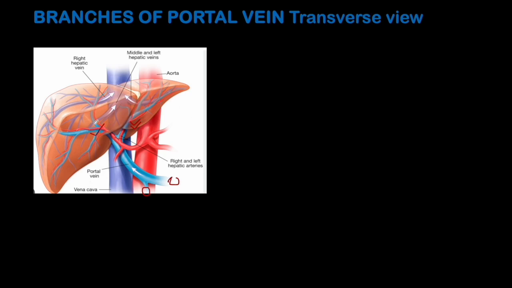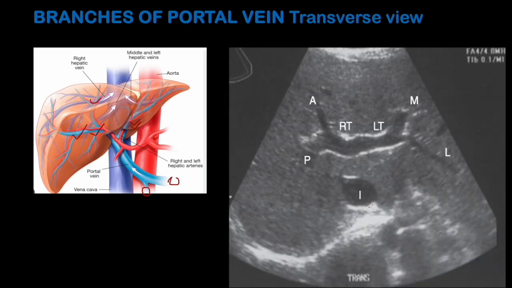Right portal vein again divides into right anterior and right posterior branches. So here in this diagram, this most posterior structure is the inferior vena cava, and the portal vein has already formed in this diagram. So portal confluence should lie here. After forming the portal vein, it divides into left branch and the right branch. Left branch has medial and the lateral branches. Right portal vein has anterior and the posterior branches.